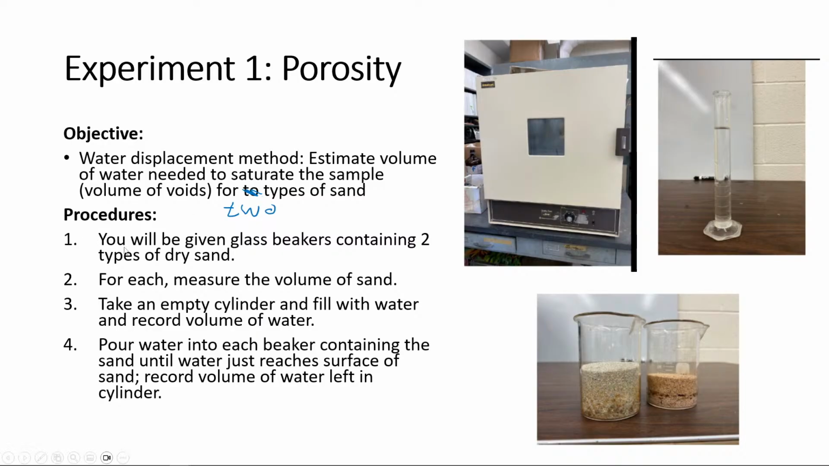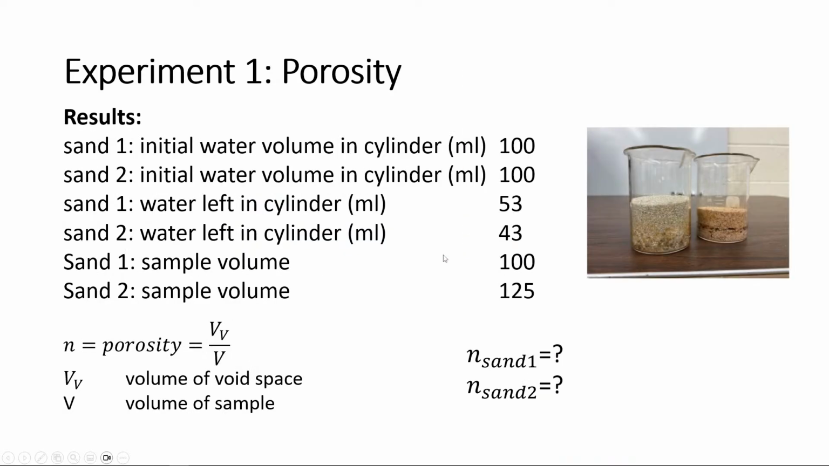So for the procedure, you will be given glass beakers containing two types of sand. So you have this sand and this sand. For each, measure the volume of sand. You measure this volume, you measure this volume. Take an empty cylinder, fill it with water, and record the water. Pour the water into each beaker containing the sand until water just reaches the surface of the sand. Record the volume of water left in the cylinder. So you know how much water you started with, and then you see how much water is left, and then you will know how much water went in, and you do it for both of them.